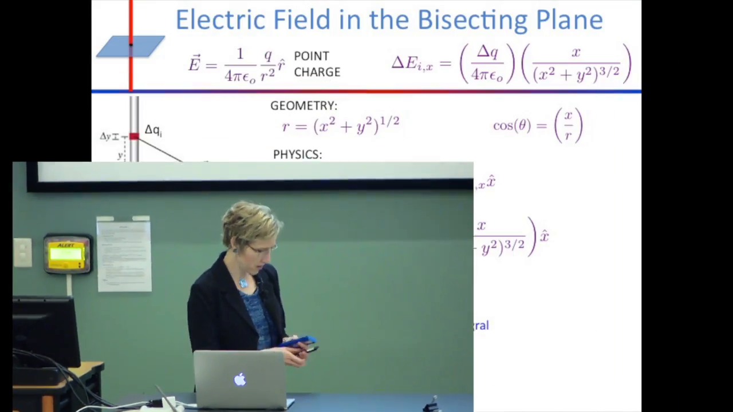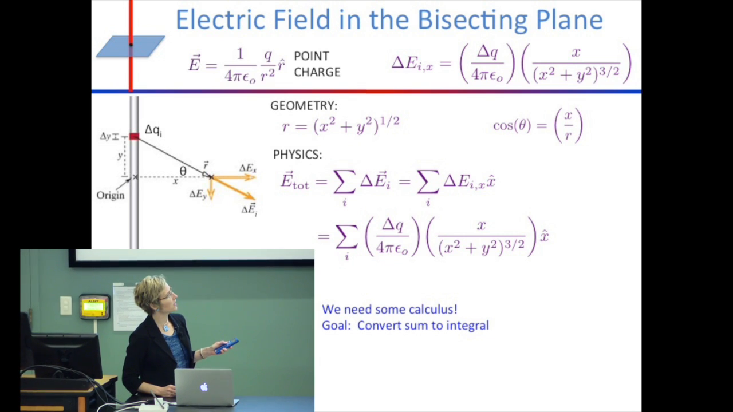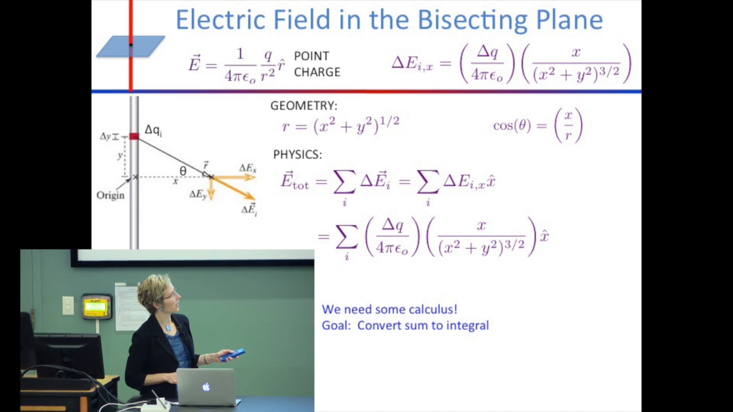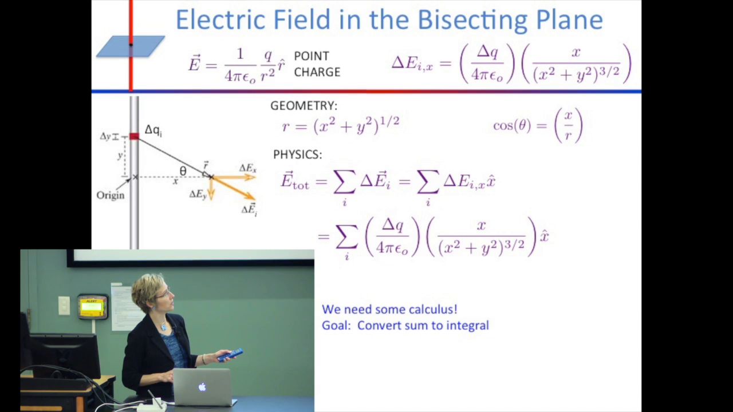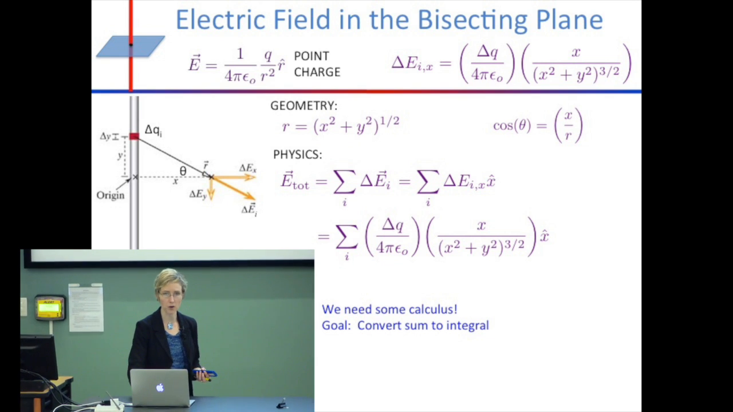All right, so here then, I've put up above the line what we just figured out, which is that delta E_i in the x component is this equation we just got on the previous slide. All right, and then I write that down here. Okay, so I'm just copying all that down. E total then is the sum over i of delta Q over 4 pi epsilon naught x over x squared plus y squared all to the 3 halves. And there's an x hat here because it's in the x direction. Questions so far?